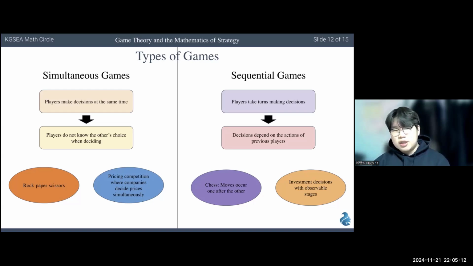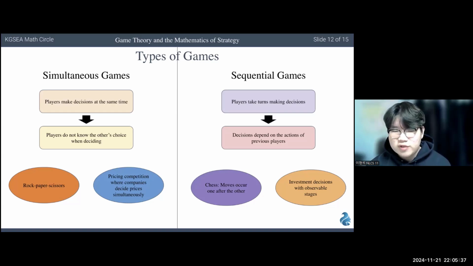Essentially, each company would have to resort to strategies where they don't have to rely on what the competing companies would put out as their costs. Now, conversely, sequential games mean that players essentially take turns making decisions. So conversely from simultaneous games, sequential games have decisions that depend on the actions of previous players.